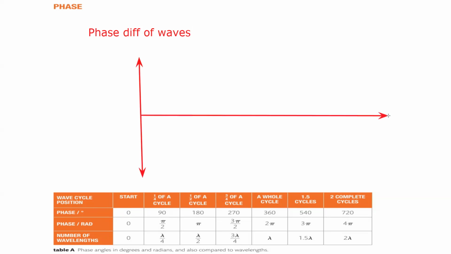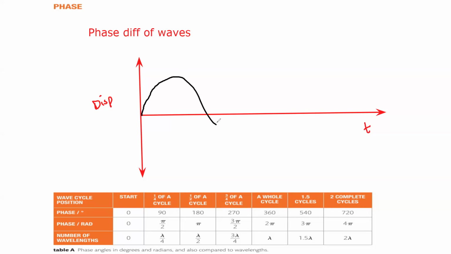it can be a displacement distance graph, or it can be a displacement time graph. So for example, we have a displacement and time graph. The two waves have the same wavelength, they have the same amplitude, which can vary, but the wavelength is the same, or the time period is also the same. Like for example, this is one wave.